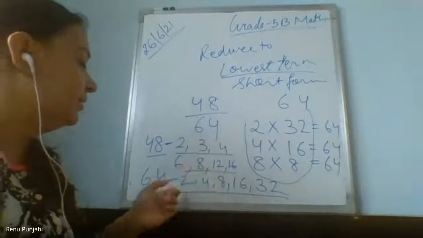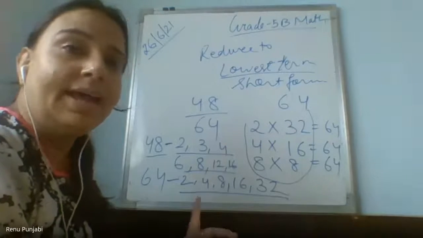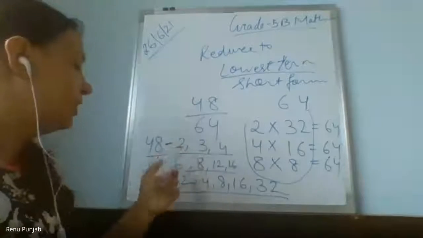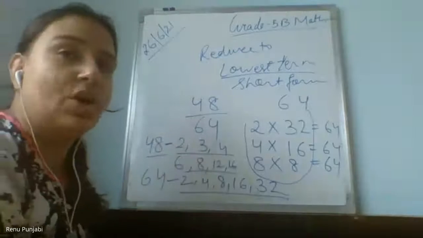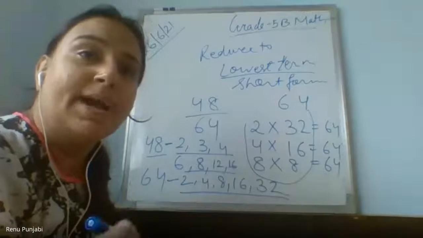the common, highest common in both the numbers. Which is the highest common number? 32. Highest means, you know, highest word means bada, 32. Which is common in both.